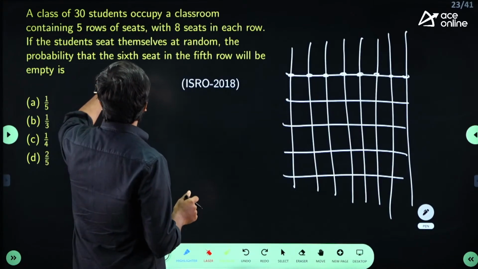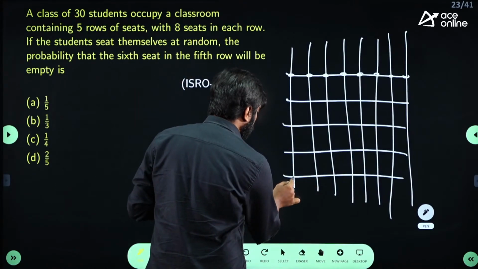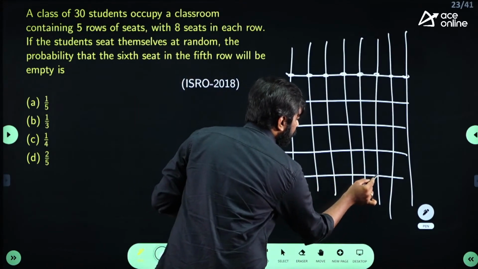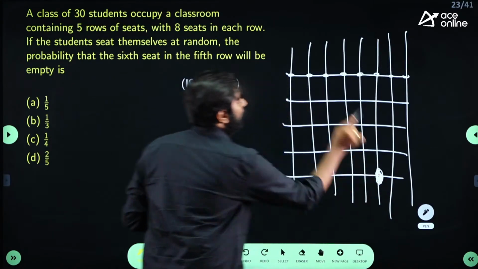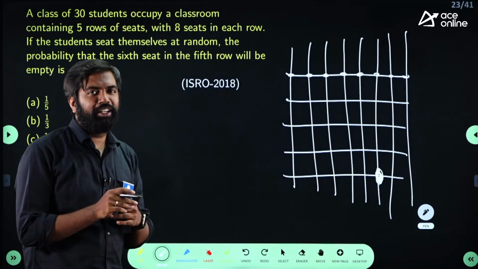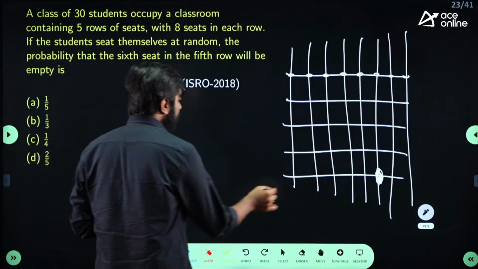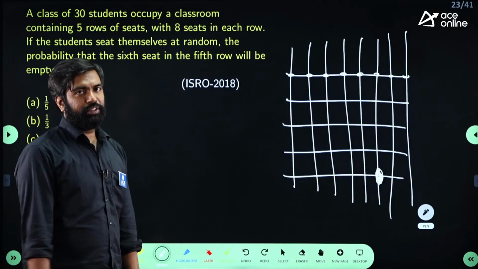What he wants is the 5th row, and the 6th seat, 1, 2, 3, 4, 5, 6. He wants this seat to be empty. I will give you the hints and I will also provide you the answer in the comment box. He wants this seat to be empty. So how do you solve this?